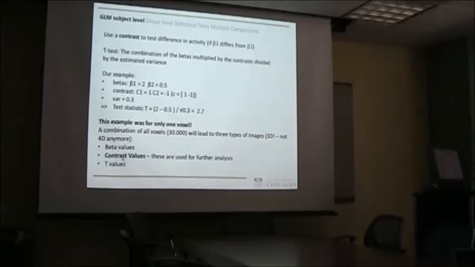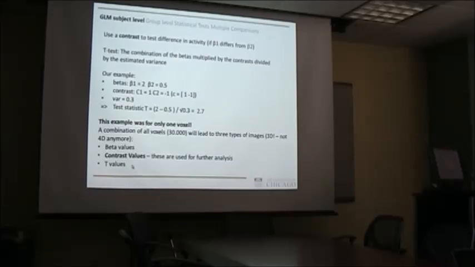And it's important to realize that although we worked out this example here up to where you get a t-statistic, for later analysis you use the contrast values, which, actually, contrast value is not quite right. It's the contrast times the beta values. So it's the other part of the equation. These are the ones that you will use for further analysis, and actually not the t-statistics.